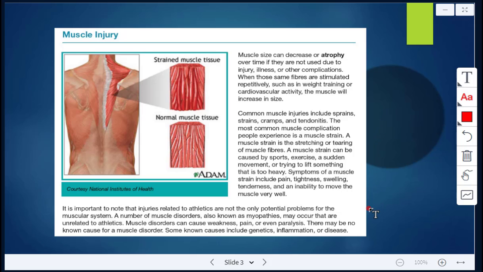Important note is that injuries related to athletics are not the only potential problems for the muscular system. There are lots of muscular disorders as well. They're known as myopathies, and they may occur totally unrelated to athletics. And these muscle disorders can cause weakness, pain, or even paralysis. And sometimes there's no known cause for a muscle disorder, and some known causes do include genetics, inflammation, or disease.